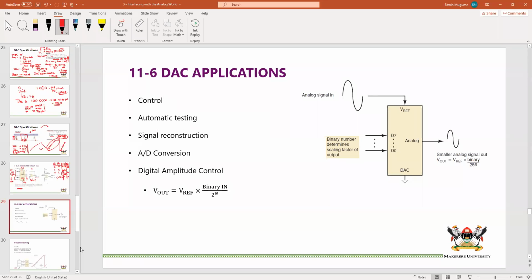Automatic testing: we can use an output from the computer, convert it to analog, and this analog value could be used to test a certain system. You could, for instance, be wanting to test for errors or test for accuracies, and you can use that signal to do whatever you want in terms of testing.